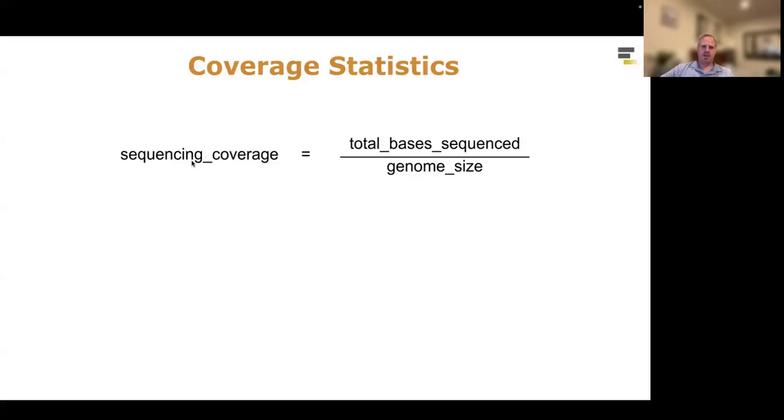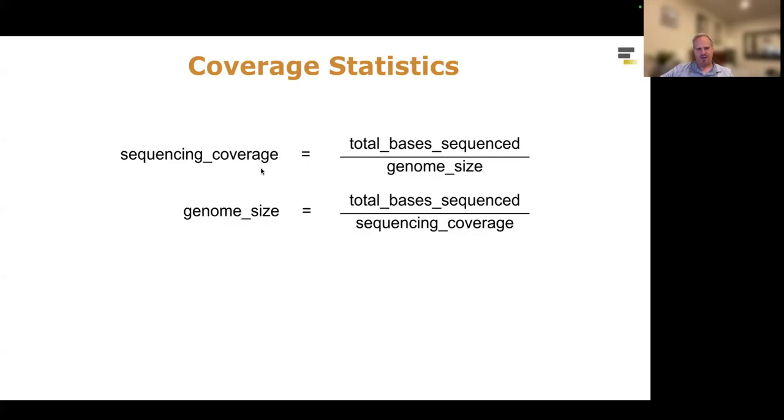So the idea is sequencing coverage is just this really simple division. You take the total amount of bases that you sequence, and you divide it by the genome size. That will give you the amount of oversampling that determines the sequencing coverage. Now, this little formula can easily be rewritten: if you know the total amount of bases that you sequence and you divide it by the coverage, that will immediately read out the genome size that is present there.